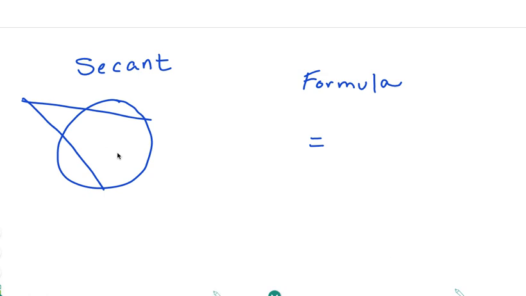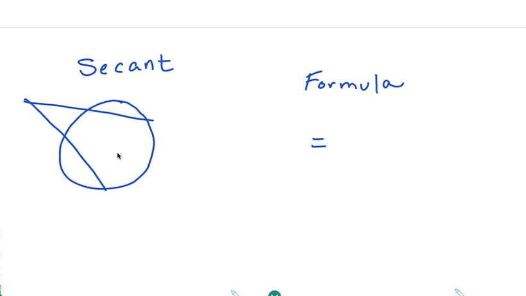All right, now we're going to take a look at a secant. So for the secant, the first thing that we're going to do is look at the two parts that the secant is broken into. So for this formula, we're going to look at A, and we're going to look at B. So the formula says, take the part of the secant that is outside of the circle and multiply it times the sum of the two secant parts.